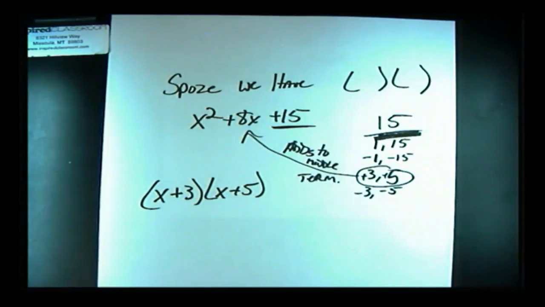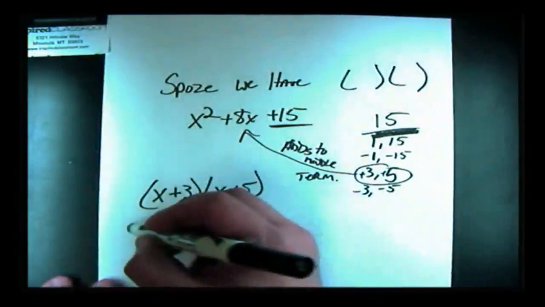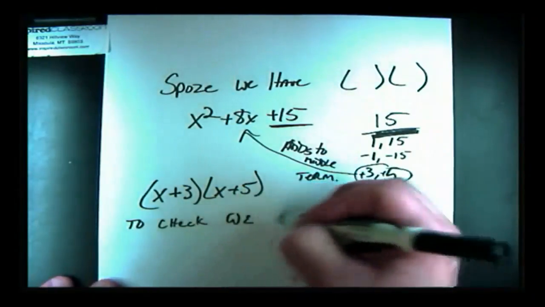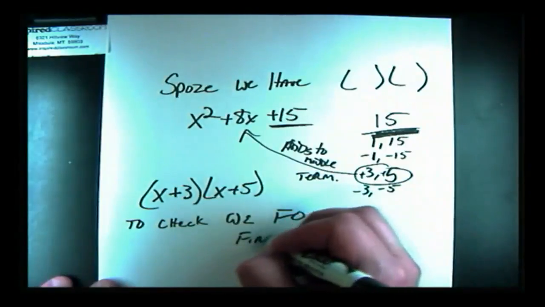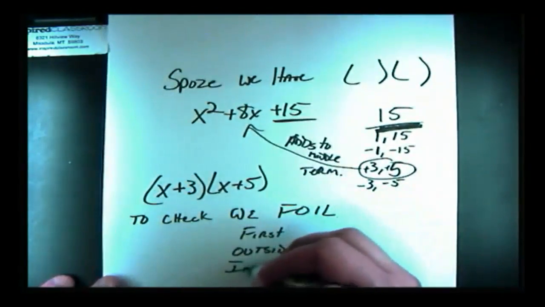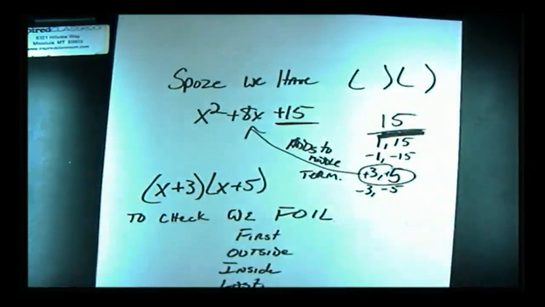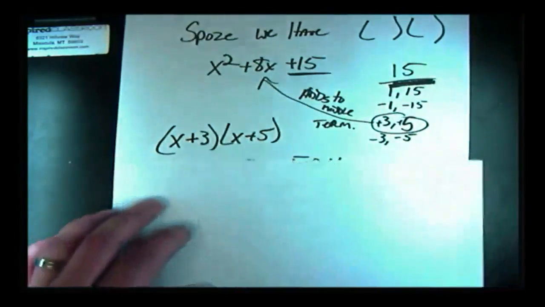But we need to check our answer and make sure this is right. So the way we check this, to check, we FOIL, which stands for first, outside, inside, last. First, outside, inside, last. We're going to FOIL this thing.